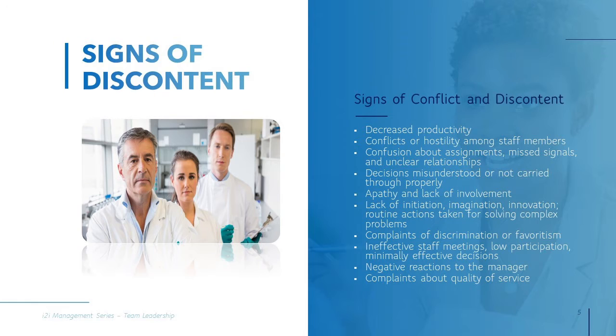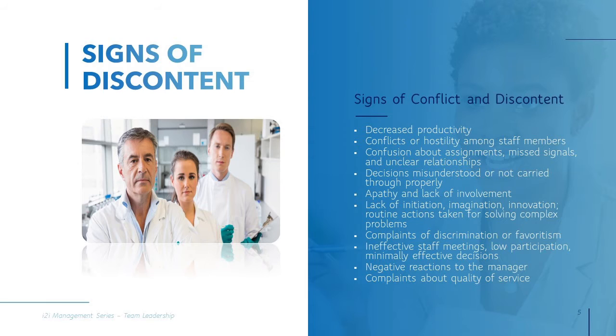There's a certain amount of conflict that should be expected. However, if you notice these signs of conflict and discontent, you'll want to take steps to alleviate the issues. Here are some signs: decreased productivity, conflicts or hostility among team members, confusion about assignments, missed signals, and unclear relationships. Decisions are misunderstood or not carried through properly. There's apathy and lack of involvement.